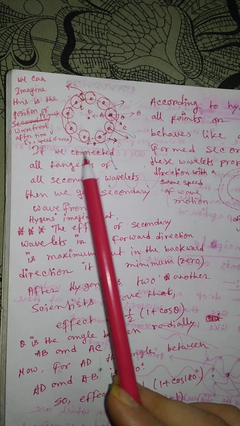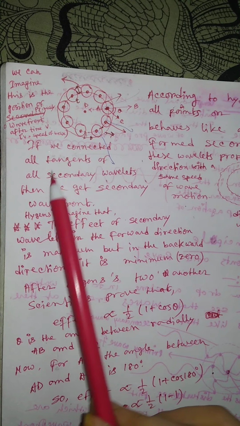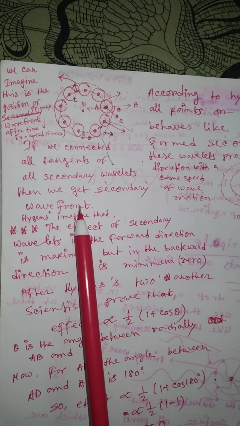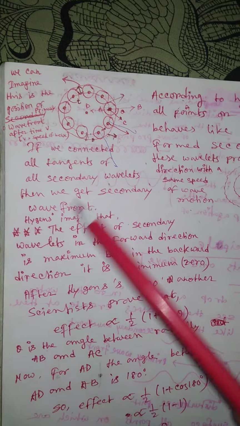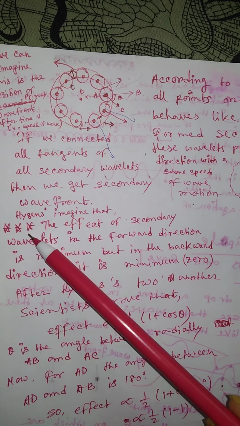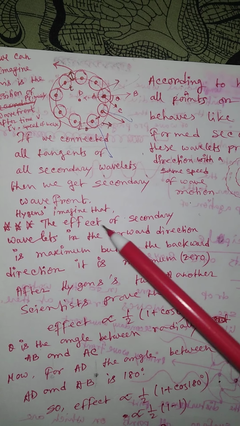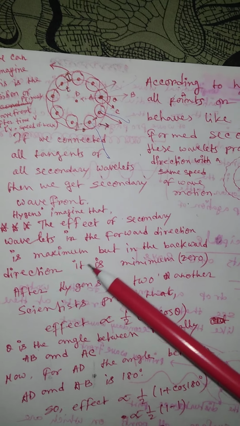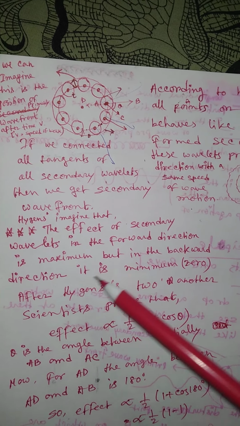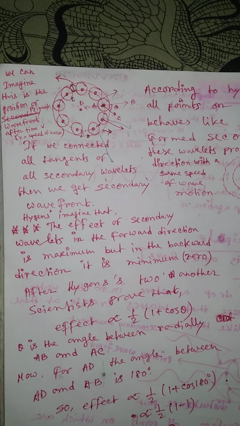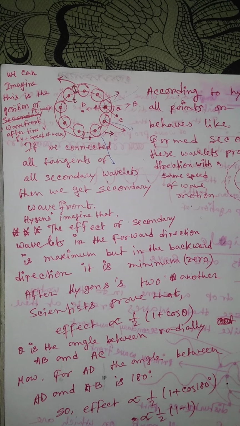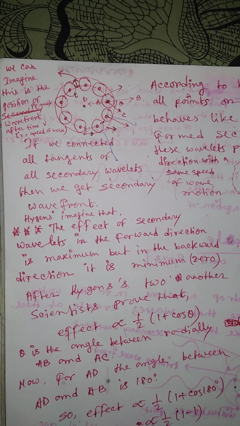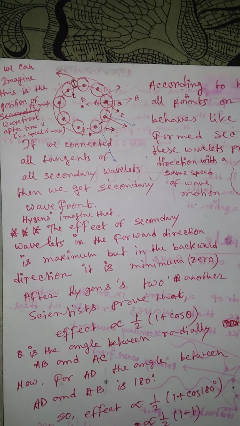Now if we connect all the tangents of the secondary wavelets, then we get the secondary wavefront. Just look here. Huygens imagined that the effect of secondary wavelets in the forward direction is maximum, but in the backward direction it is minimum. That means the effect of secondary wavelets along the direction of wave motion is maximum.